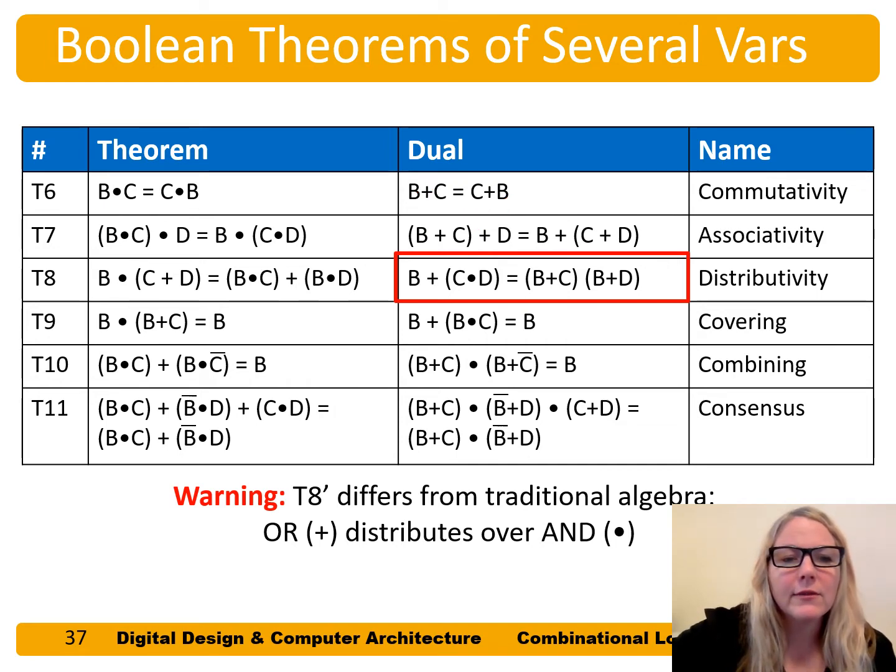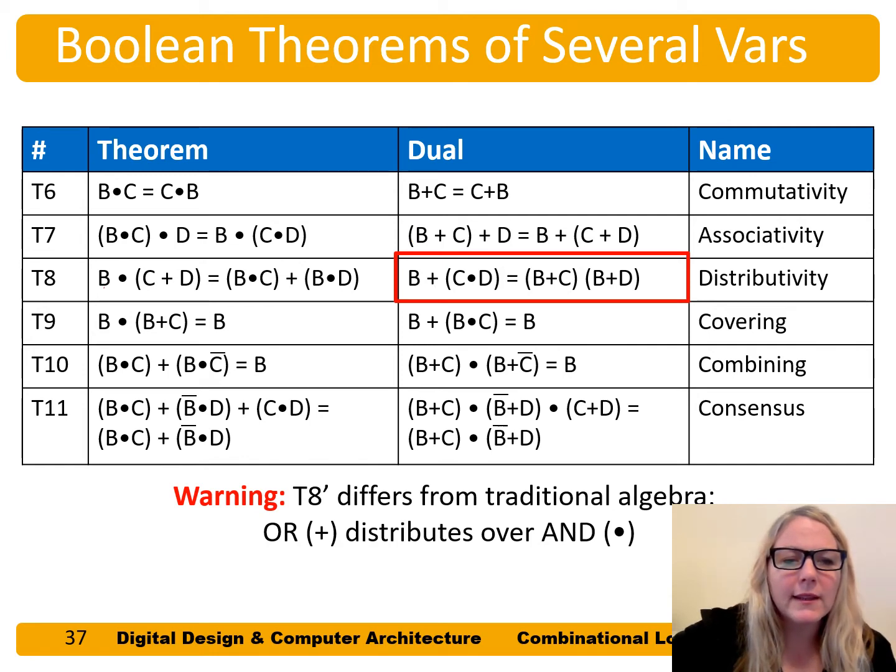Associativity, right? If we have more than two terms ANDed together, we can perform B and C and then AND the result with D as a second step, or perform C and D and then AND the result with B as a second step. So across an AND relationship, associativity holds, and the same thing across an OR relationship, associativity holds.